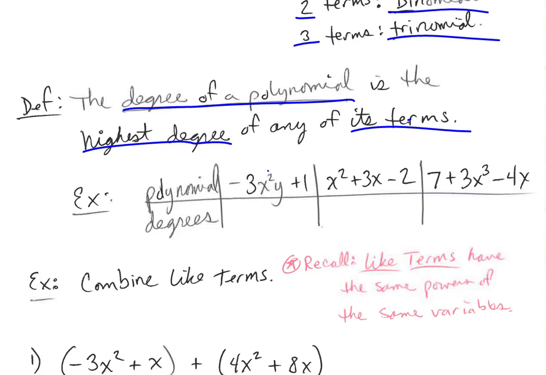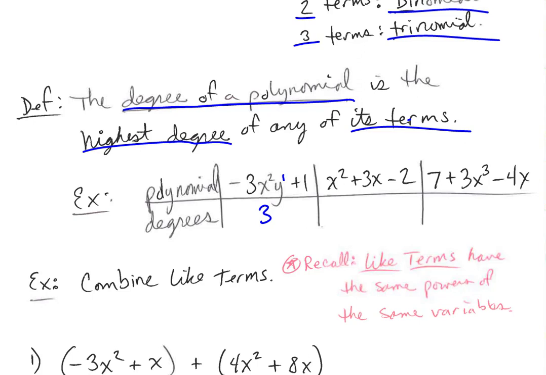Well, the degree of the first term, remember we get the degree of a term by adding the powers of the variables, that would be a 2 plus a 1. There's a hidden 1 for the y power. 2 plus 1 would be a degree 3. So that's the degree of that entire term. The degree of the second term would be 0 because it's just a constant, the 1. So the higher one of those two options would be 3, which would represent the degree of that entire polynomial.